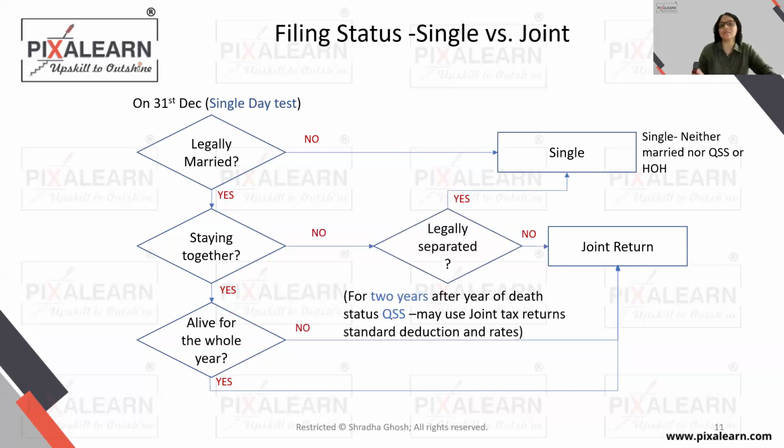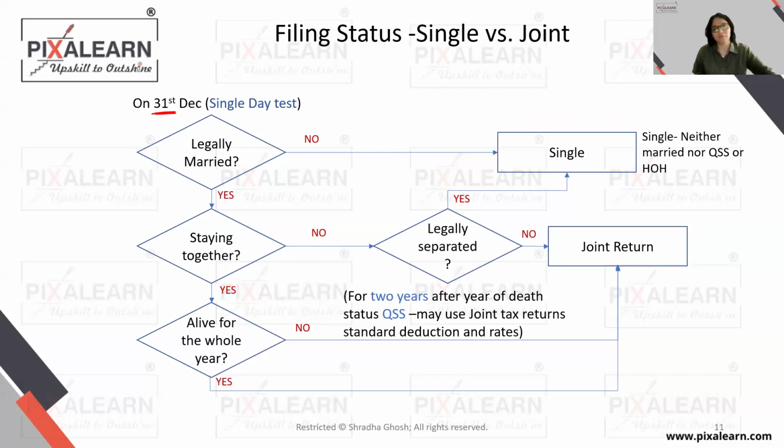Okay, so what we say is this: who's supposed to file as a married filing jointly couple? People who are legally married and staying together as of the last day of the year. So it's a single day test on 31st of December. If you're married and living together, even if one person dies, the surviving spouse could go ahead and file. In the year of death, the status is married filing jointly.